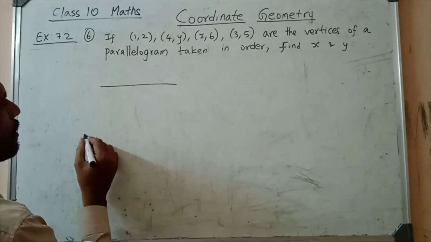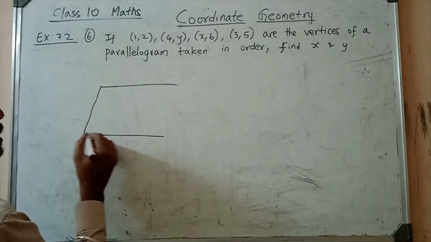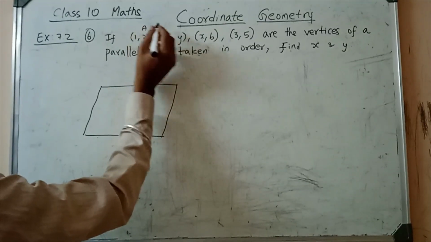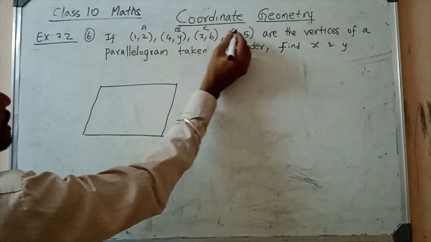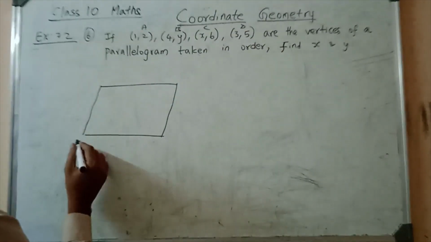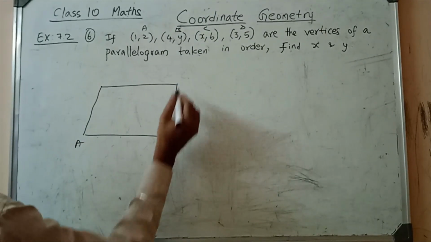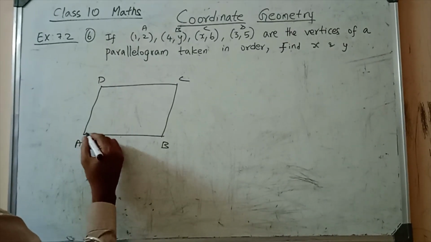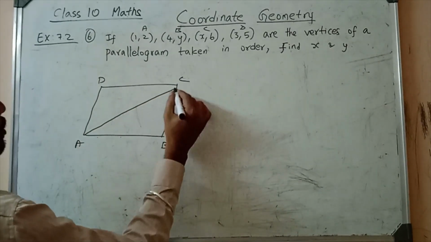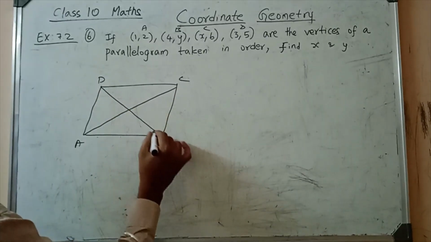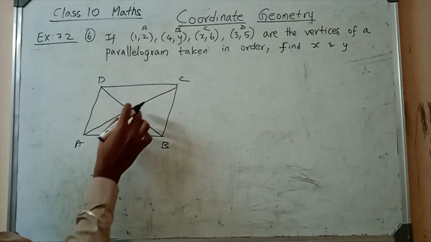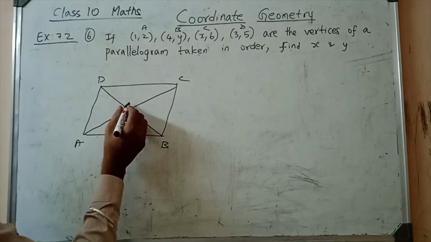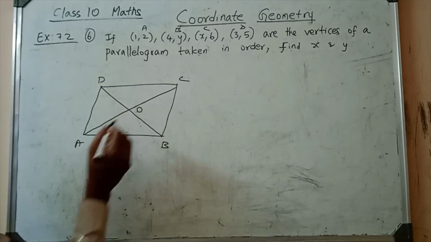It is given, the vertices are taken in order. So if you name these vertices A, B, C, D, so you can write here A, B, C and D. Now if you join the opposite vertices, you will get a diagonal. Okay. So two diagonals are there, AC and BD. Both are intersecting. Let both of them intersect at a point O.